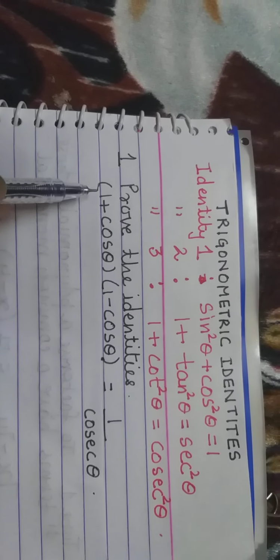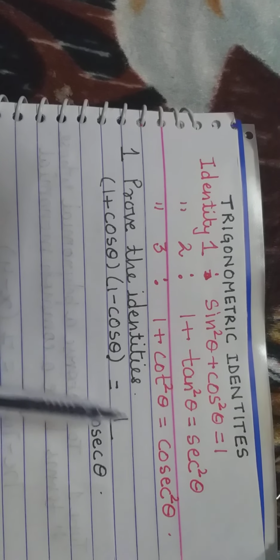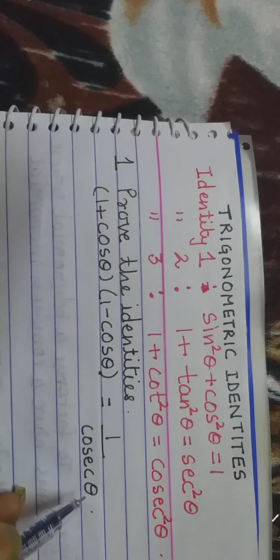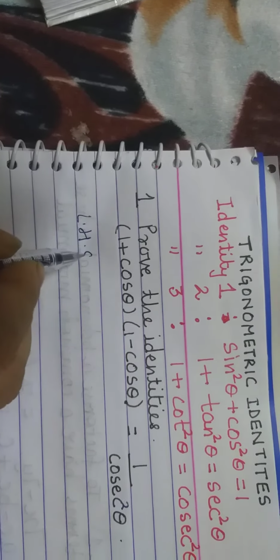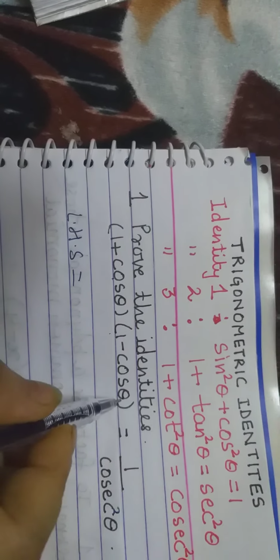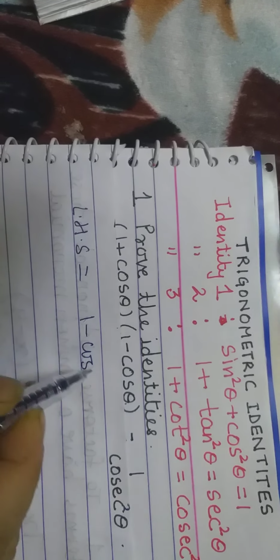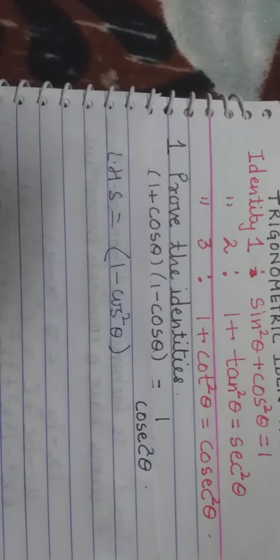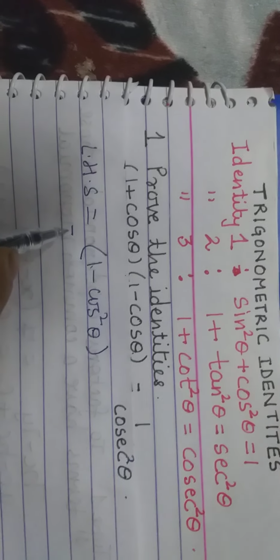Now there is a question: (1 plus cos theta) into (1 minus cos theta) is equal to 1 upon cosec square theta. Just look at the left hand side. What does (1 plus cos theta) and (1 minus cos theta) mean? It is 1 minus cos square theta, since (a plus b)(a minus b) is a square minus b square. And 1 minus cos square theta is equal to sine square theta.